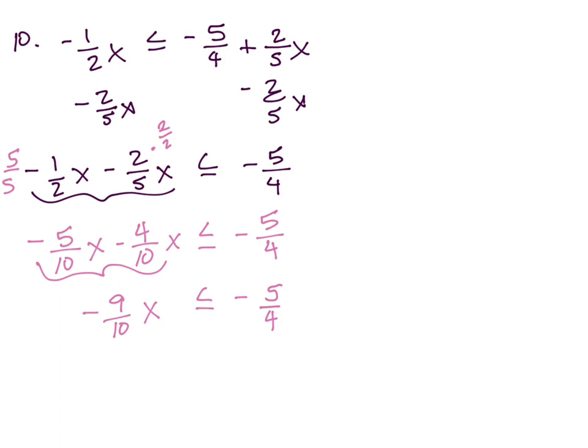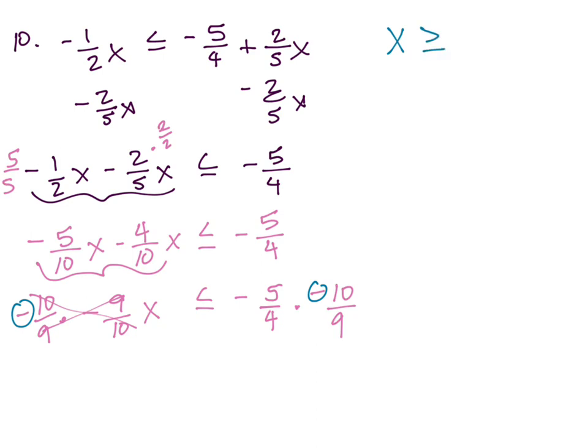Now what's my move going to be? How do I get rid of that fraction by x? Divide by the fraction, which is to multiply by its reciprocal. So negative 10/9, which does what I need it to on this left side. That cancels everything over there. On the right side, I'm going to multiply by negative 10/9, being careful to do what? Flip the sign. Why? Because I multiplied by a negative, right? So now I have x is greater than or equal to.